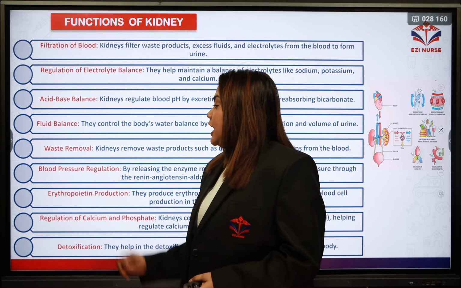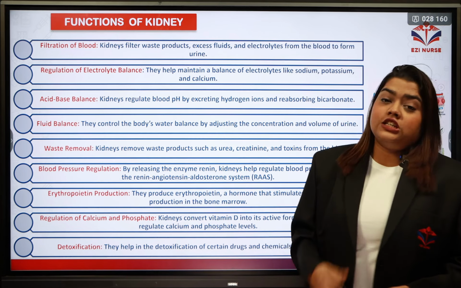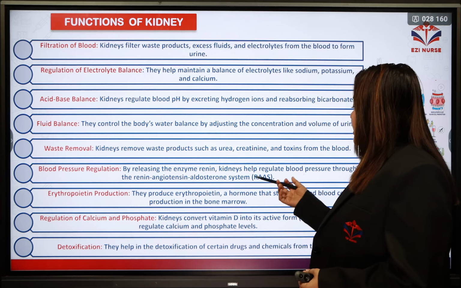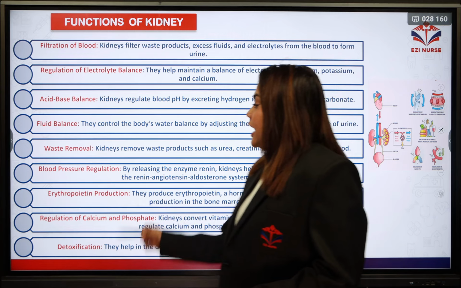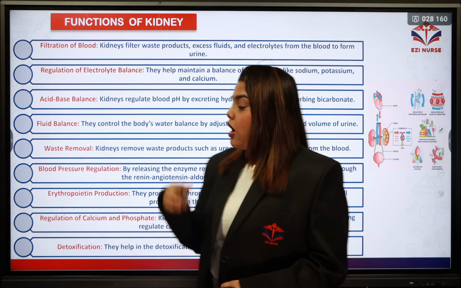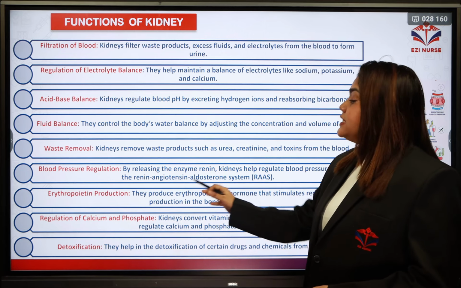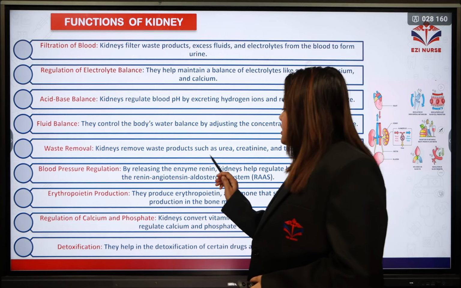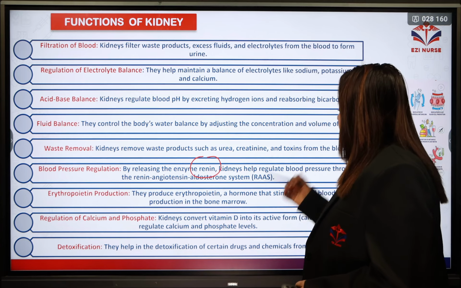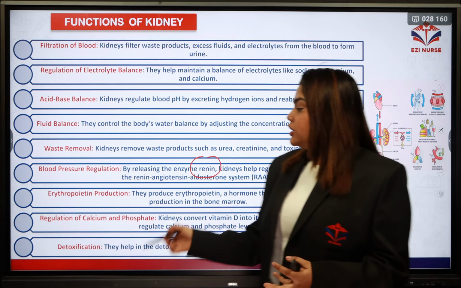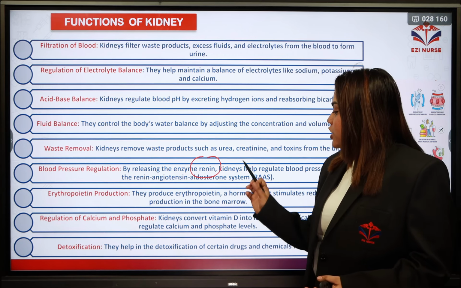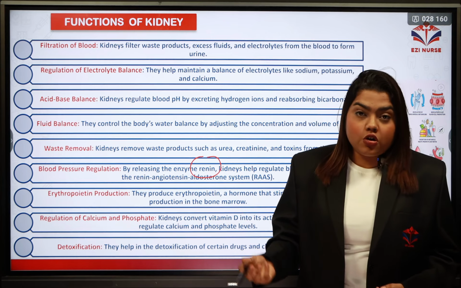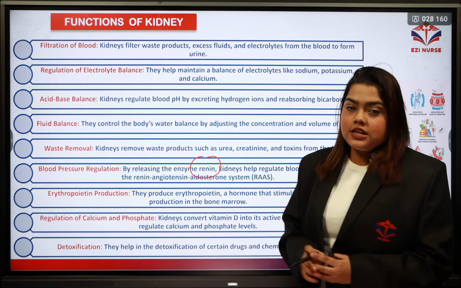Then waste removal. Kidneys remove waste products such as urea, as I told, then creatinine and different kinds of toxins that are present in the blood. Then the blood pressure regulation. Now how is it possible? By releasing the enzyme renin. Kidneys help to regulate blood pressure through the renin, angiotensin and aldosterone system, which is also called the RAAS system.